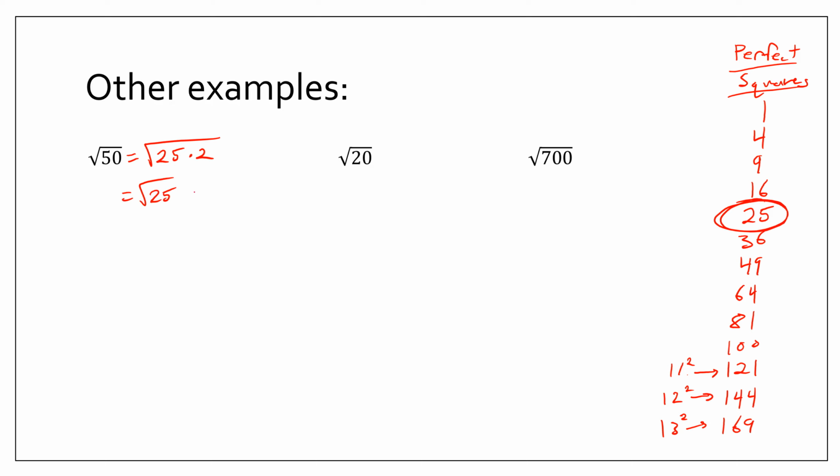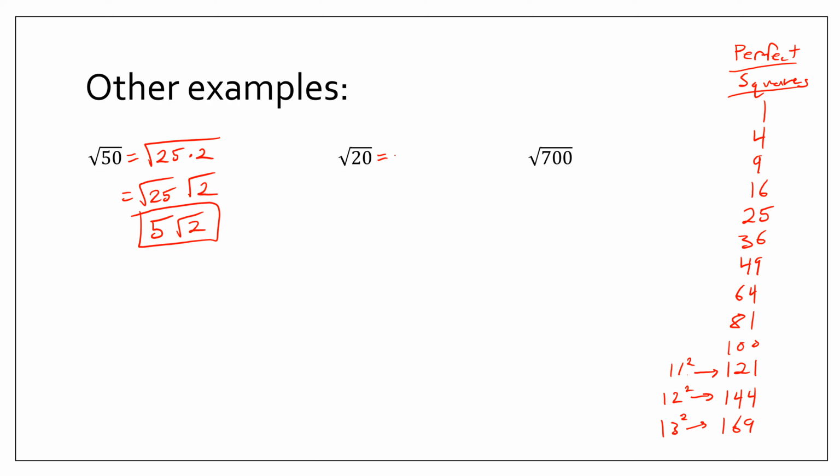Now I can distribute the square root. And what's the square root of 25? Well, it's 5. And I don't know the square root of 2, so I can't take the square root of that. But since I could take the square root of 25, I have now simplified. Nice.